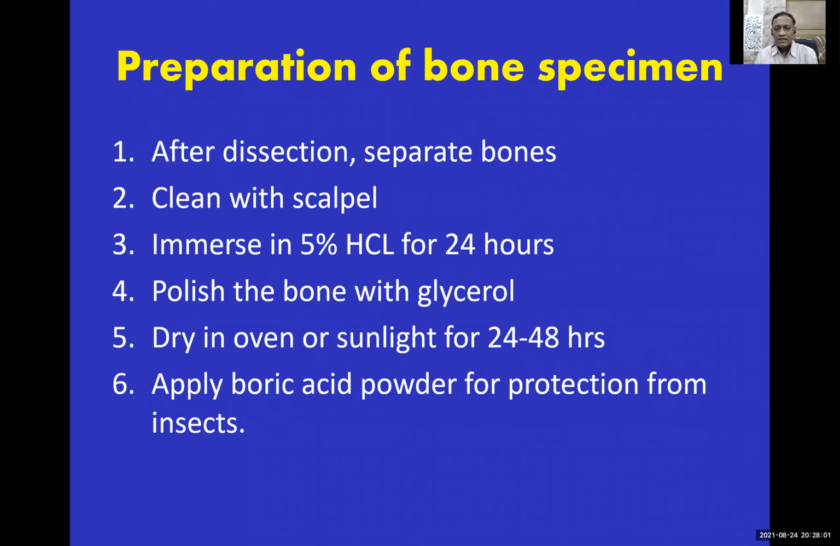Then just like how you prepare a specimen, sometimes they may ask you how you prepare the bone. If somebody is willing to donate his bone for teaching purposes, how will you do it? You have to do the proper dissection and separate the bones. Clean the bone with the scalpel. Immerse the bone in 5% HCl for 24 hours. Then polish the bone with glycerol. Then dry in oven or sunlight for 24 to 48 hours. And then apply boric acid powder for protection from insects.